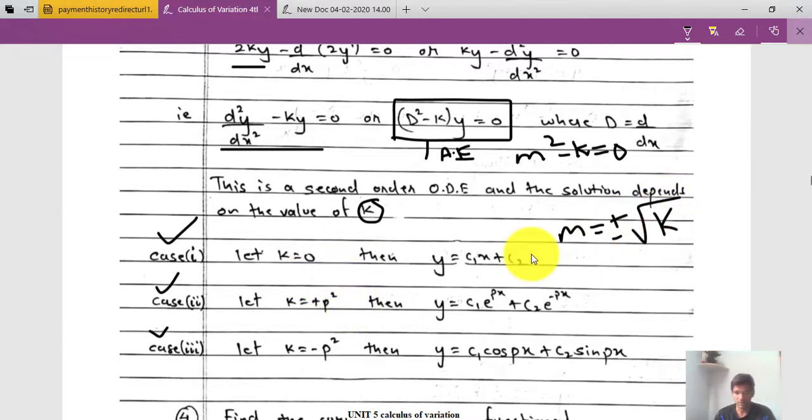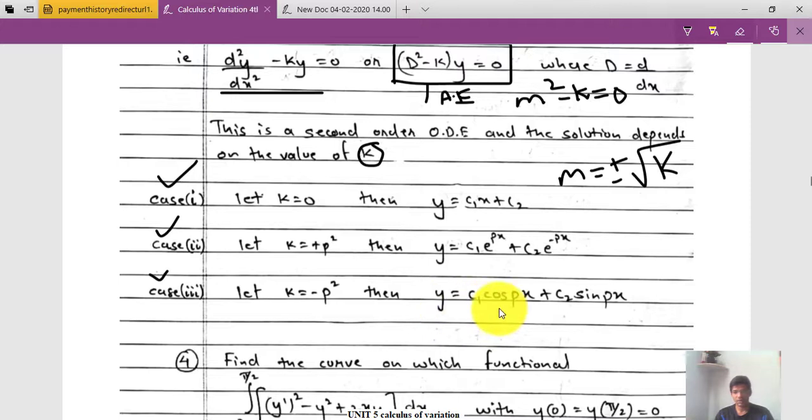When k is equal to 0, since it is a second order differential equation, the roots are 0, 0, so e power 0, and the solution turns out to be c1 x plus c2. When k is p square, we have distinct roots, so y is c1 e raised to px plus c2 e raised to minus px. When k is minus p square, not minus p the whole square, but minus p square, you get imaginary roots, so y is equal to c1 cos px plus c2 sin px.